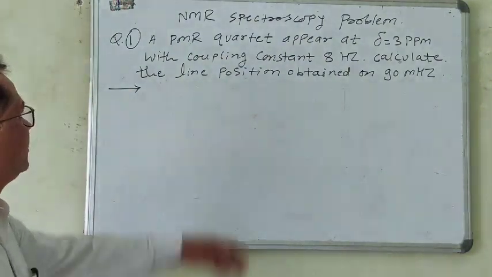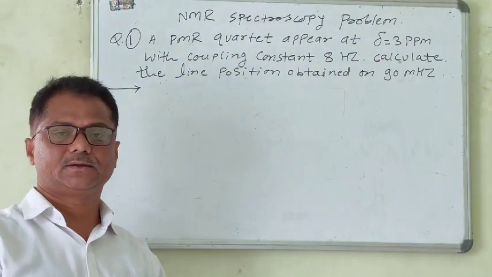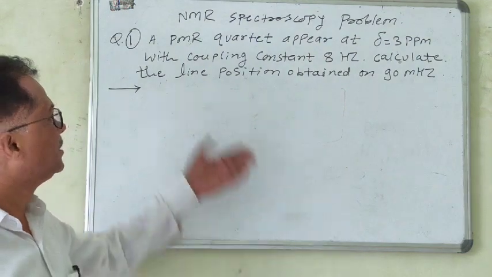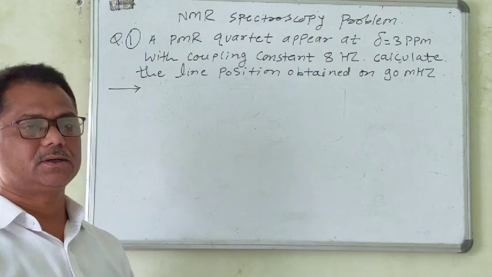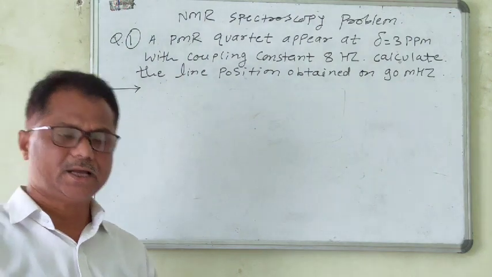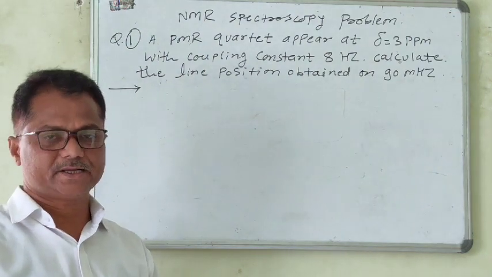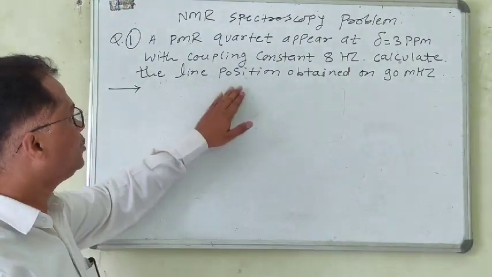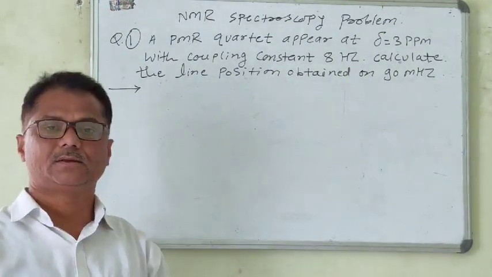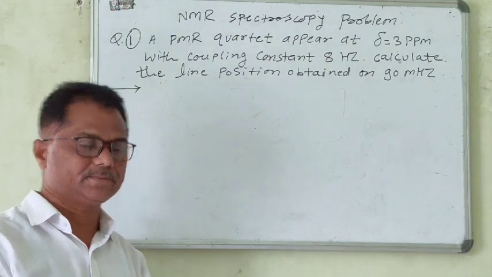Students, today we are going to see the NMR problems. Such type of problems can be asked in MSc question papers, NET/SET question papers, and other competitive exams also. So today we are looking at how to find the line position by using the chemical shift formula.